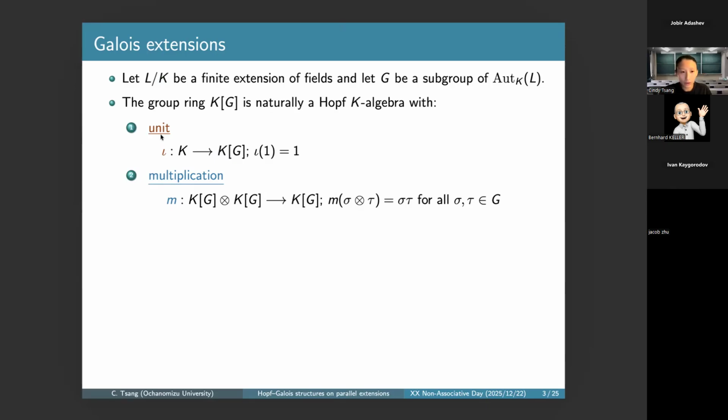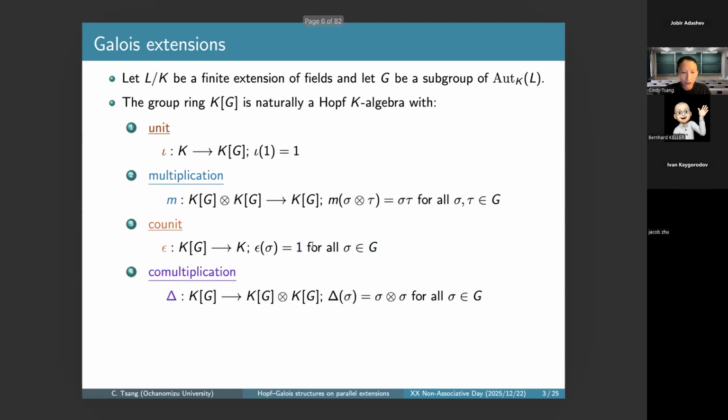It is a ring, so it has the usual unit and the usual multiplication. And then you have the counit that sends everything in the group G to the identity element. You have the comultiplication that sends each element of G to the tensor product of the same element with itself. And then KG becomes a Hopf K-algebra, where the antipode is given by the map that takes each element of G to its inverse.